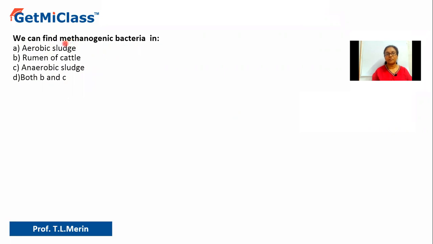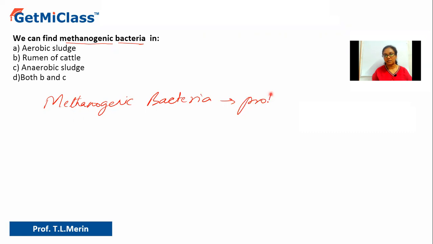So before we look for the correct option, we need to understand the key words here, that is methanogenic bacteria. So what are methanogenic bacteria? When I say bacteria, you all know that bacteria is nothing but prokaryotic organism, right? All bacteria belong to prokaryotes. So what do you mean by prokaryotes? That they don't have membrane bound nucleus. So pro means primitive, karyon means nucleus. So all bacteria belong to prokaryotes.